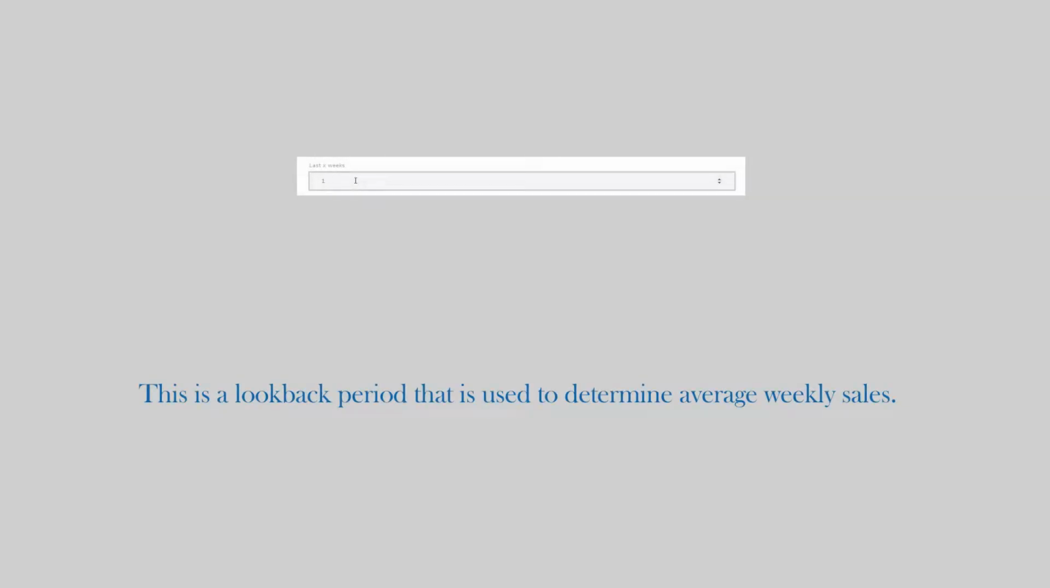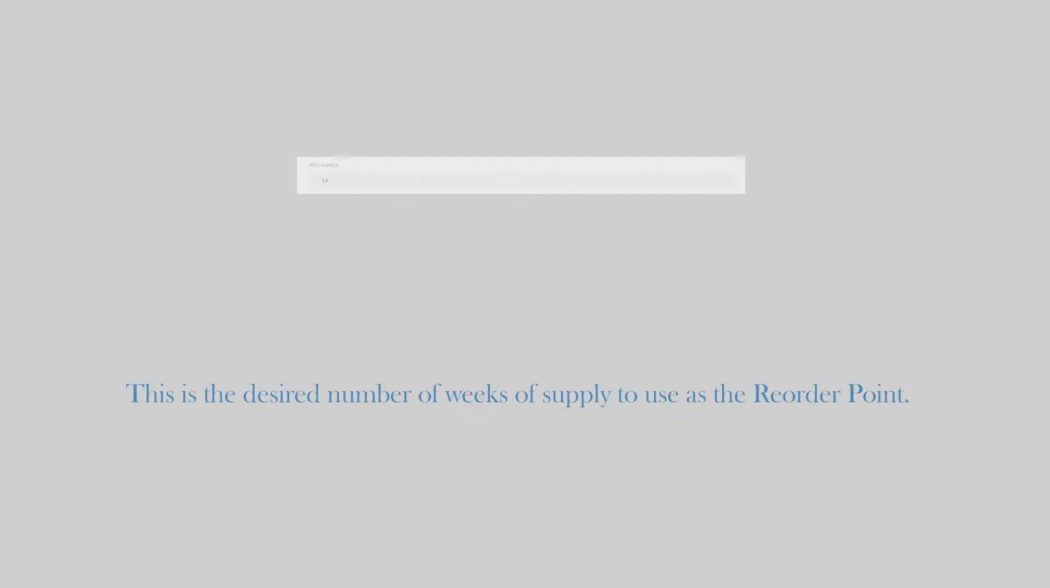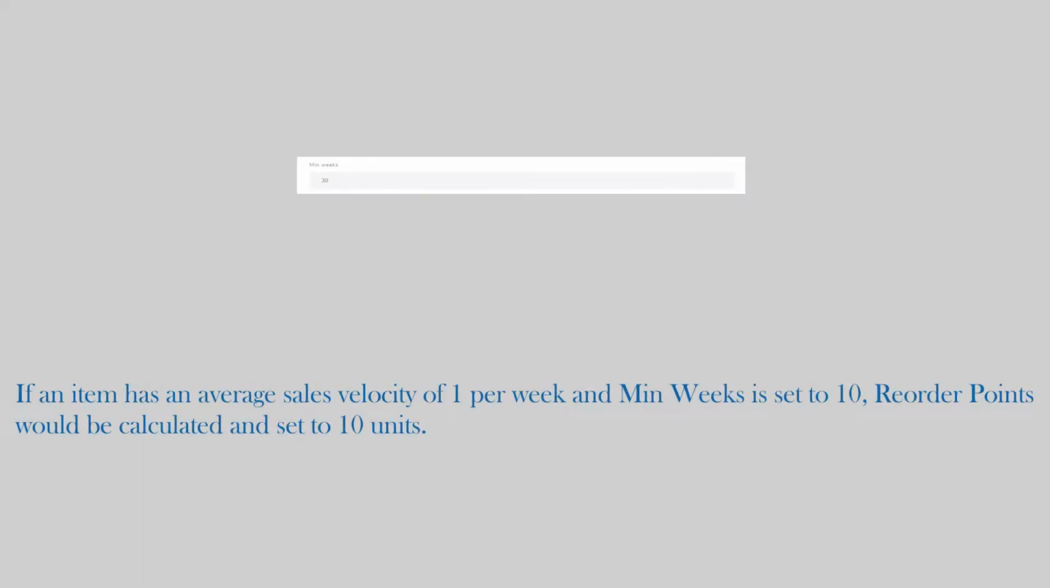Last X weeks. This is a look-back period that is used to determine average weekly sales. Min weeks. This is the desired number of weeks of supply to use as the reorder point. If an item has an average sales velocity of 1 per week and min weeks is set to 10, reorder points will be calculated and set to 10 units.